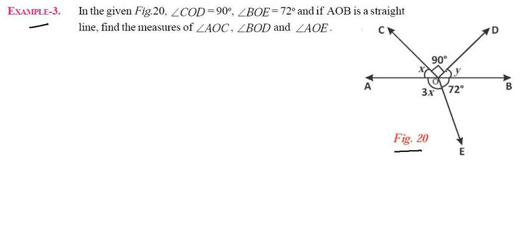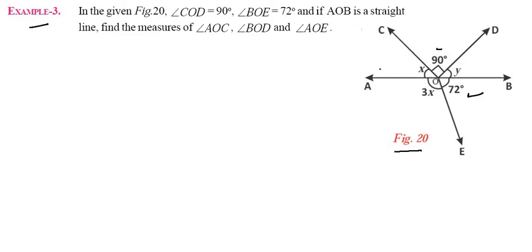COD is equal to 90, which is given, and BOE. Where is the BOE? This angle is 72. This one is 90, and this is 72. If AOB is a straight line, so this line is a straight line, find the measurement of AOC.